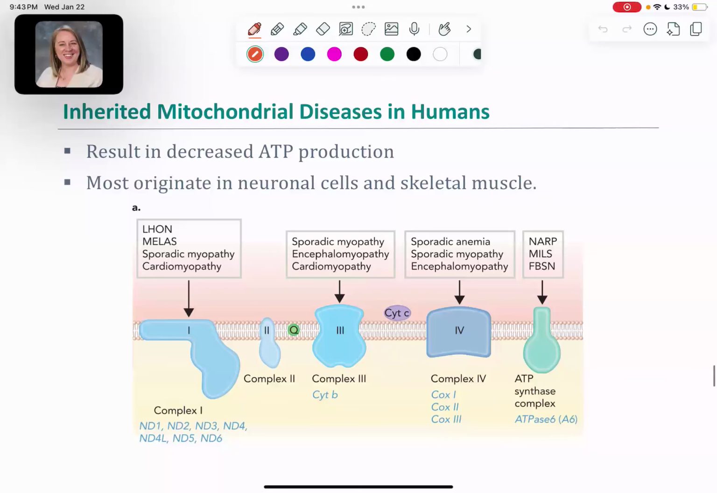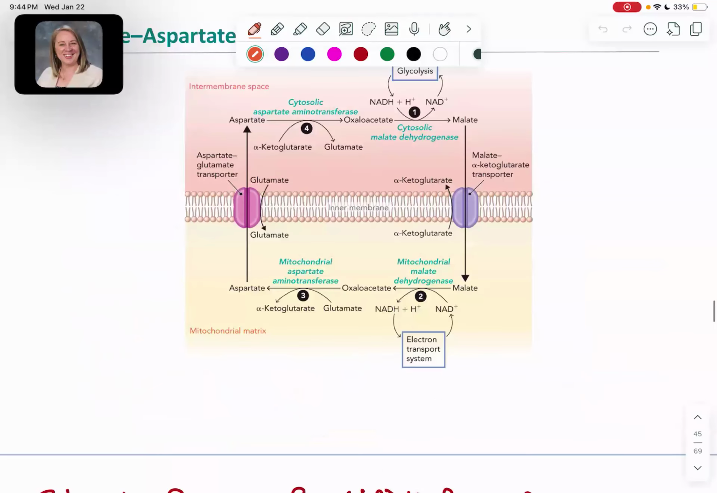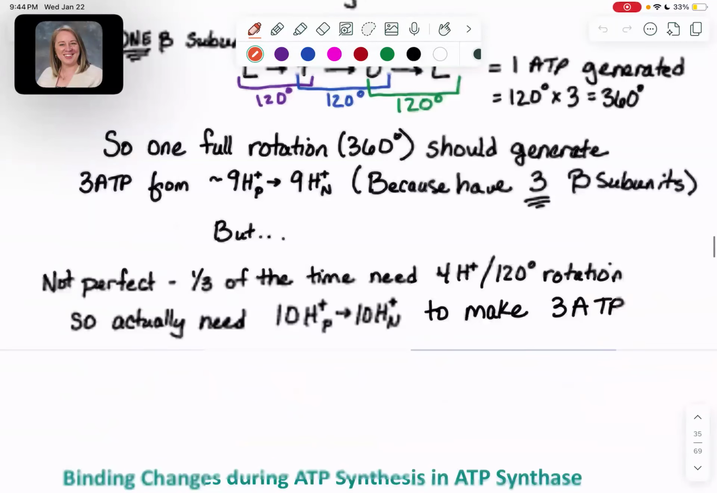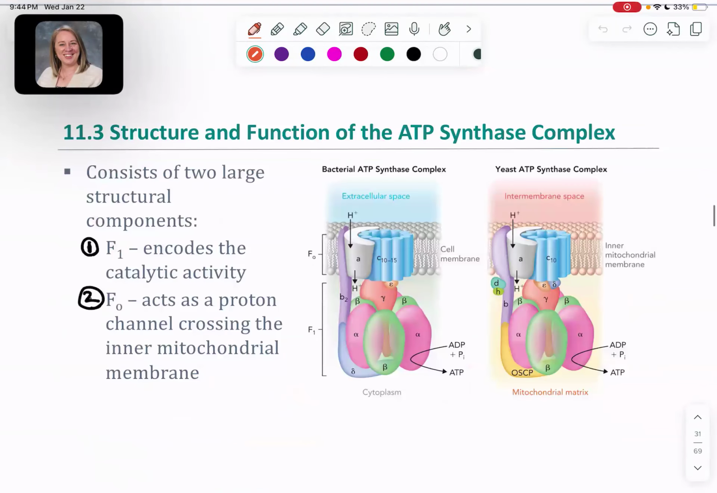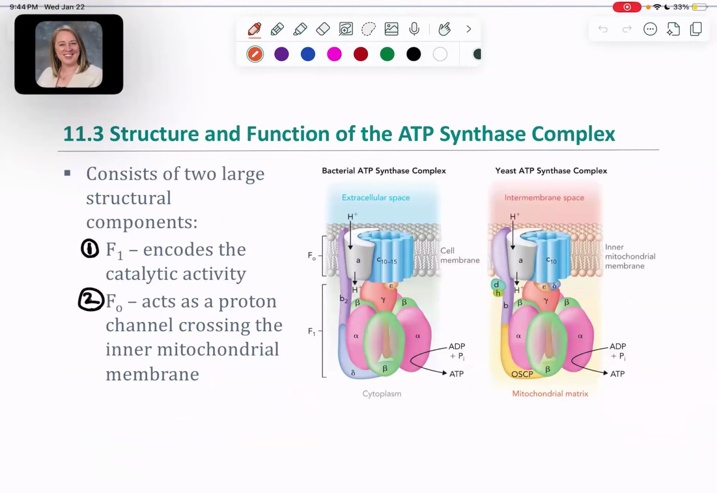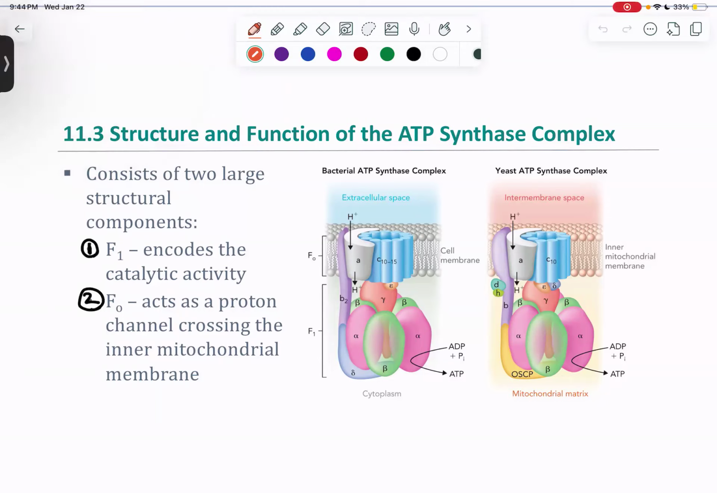Okay, where we picked up there, we are now going to move on to the very last part of the electron transport chain, which is the ATP synthase complex. It's technically part of oxidative phosphorylation and not really part of the electron transport chain. At one time they called it complex 5 of the electron transport chain, but now we have a new name, which is oxidative phosphorylation.